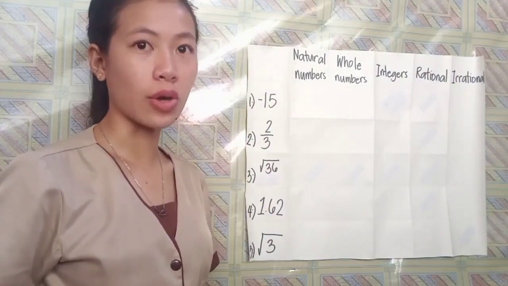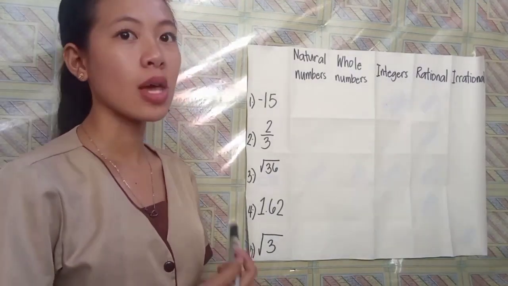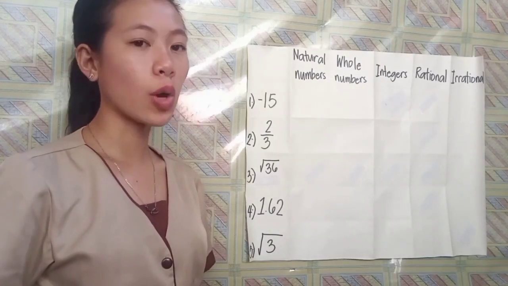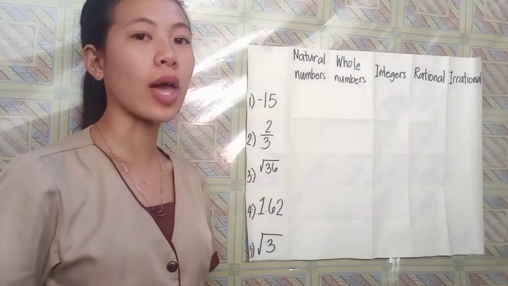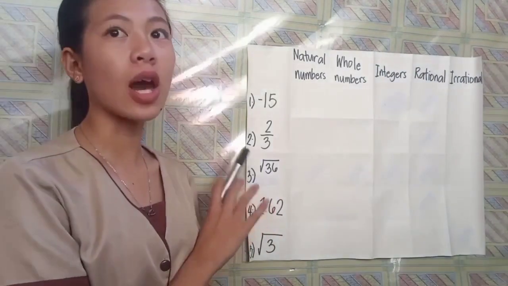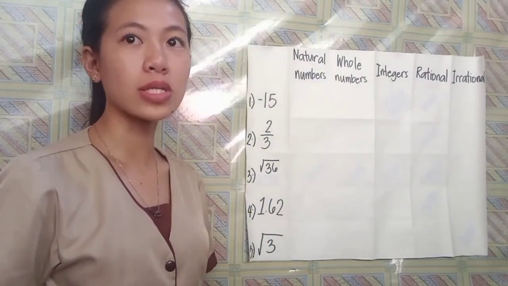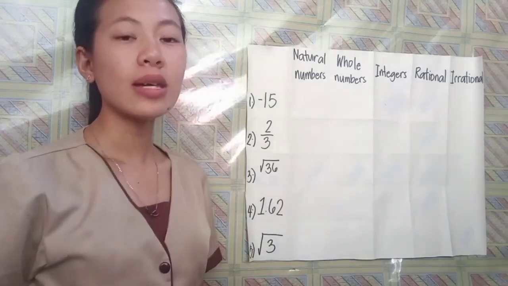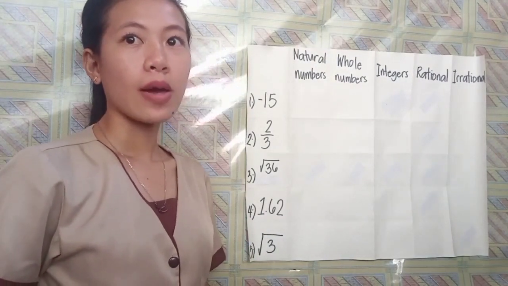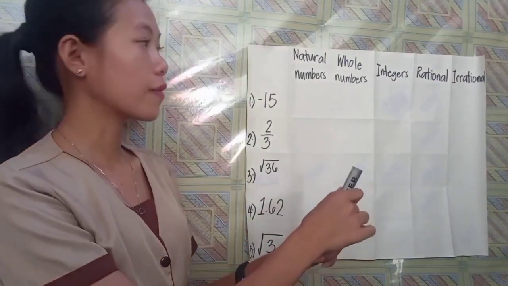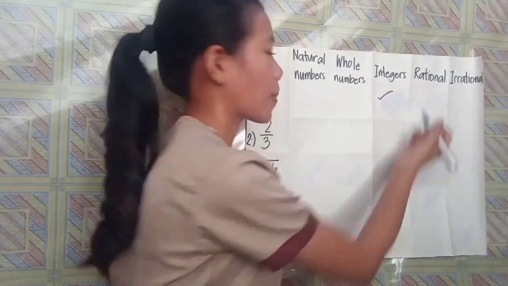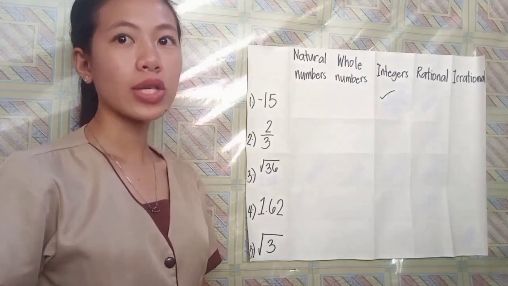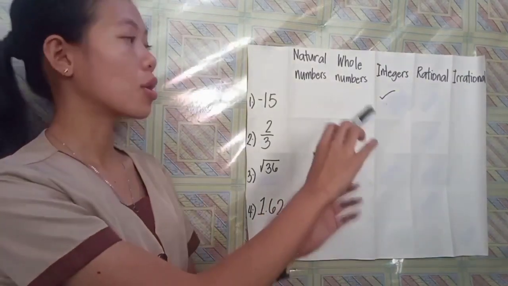Is -15 a natural number? No, because natural numbers are counting numbers, and of course we're not going to count -15. The first number we start with is 1, 2, 3, and so on. So -15 is not a counting number. Since -15 is not a counting or natural number, it is not included in the whole numbers. Is -15 an integer? Of course, so we check integers. Natural numbers, whole numbers, and integers are subsets of rational numbers, so -15 automatically belongs to the rational numbers.